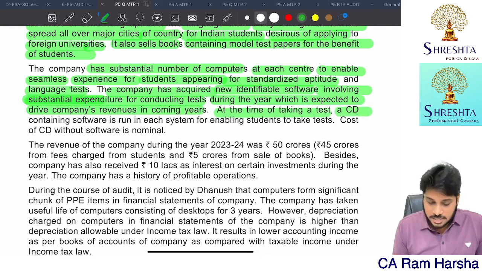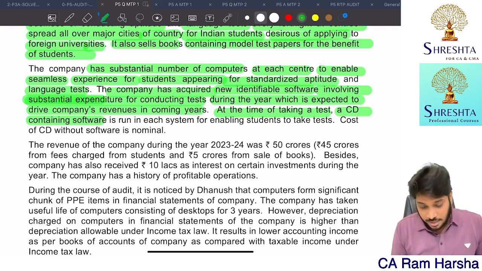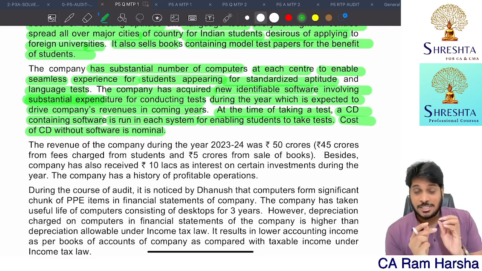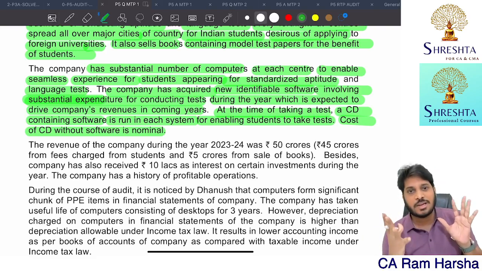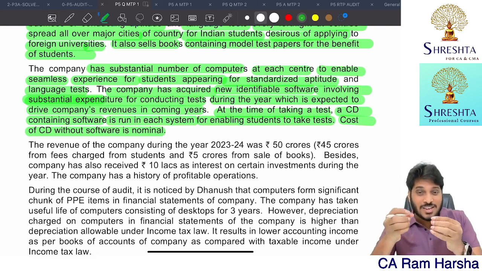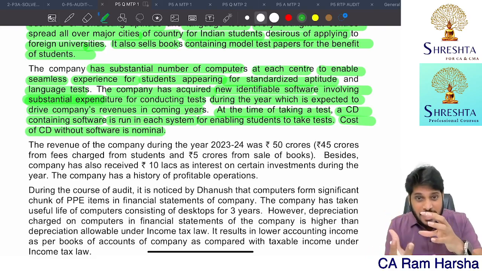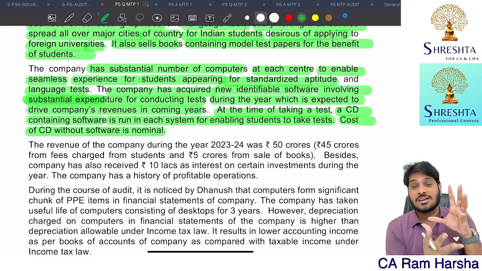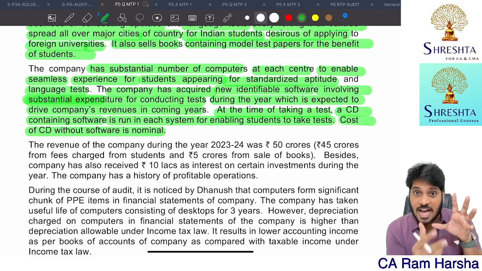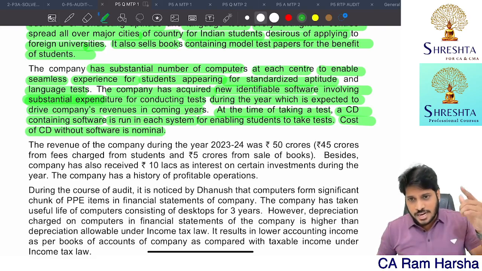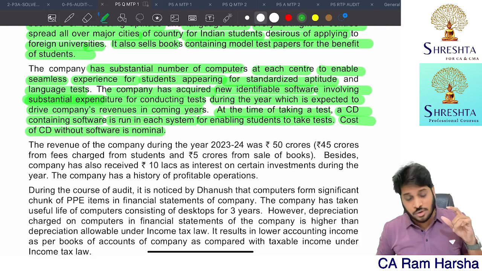At the time of taking a test, a CD containing the software is run in each system for enabling students to take the test. The cost of the CD without the software is nominal. The CD cost is nothing much. The software is the only major cost. When an intangible asset is in physical substance, where the physical substance is only a medium carrying the intangible, and the physical substance cost is negligible, we still classify that physical substance as a part of intangible. Yes or no? This is what Accounting Standard 26 also says. This is what the principle in items of financial statements also says.